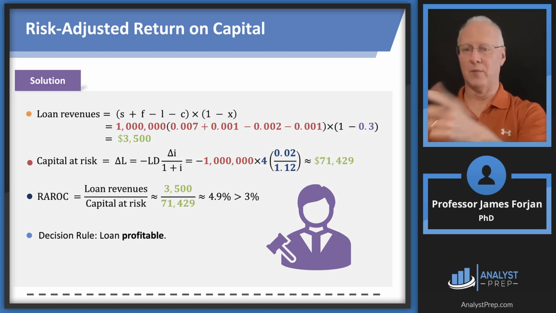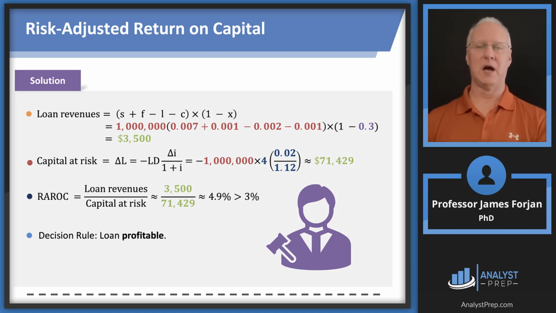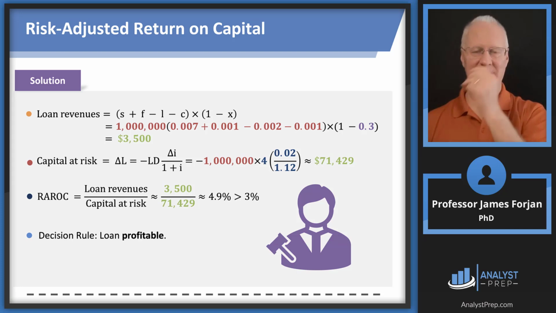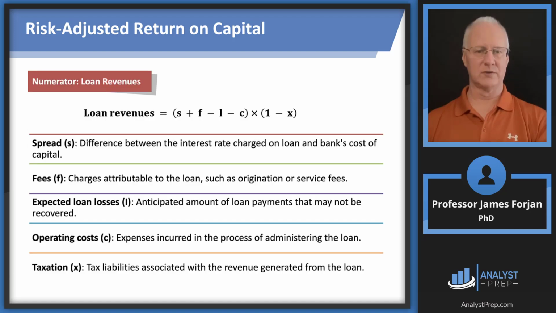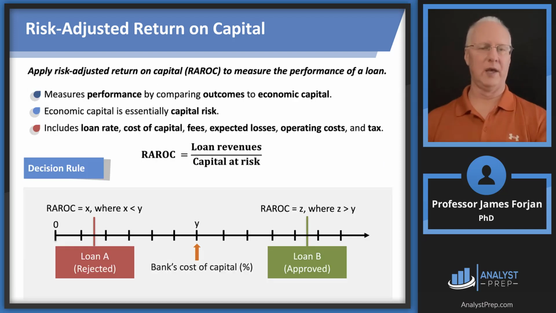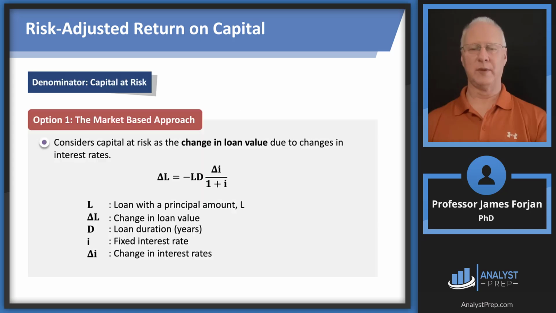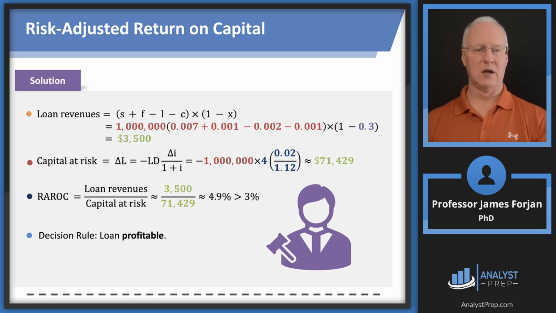So remember, in that denominator, that 1 plus I is not the new rate. So we wouldn't put 1.14 in there or 1.1. We'll put the existing rate in that denominator. So you get about 70,000. So 35 divided by 70, that's around 5%, 4.9. So that's greater than 3%. So there's our decision rule to go ahead and make the loan. That's based on this little sliding scale. Where was I? Right here. Yeah. So you can see that this would be the green loan has been approved.